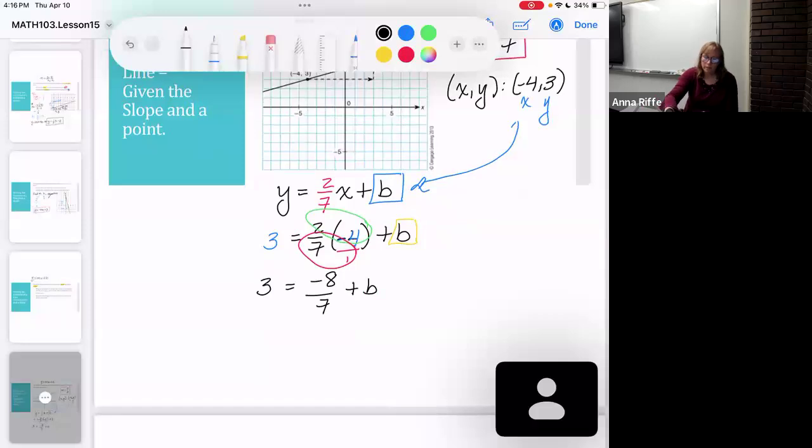Okay. And now, if I want to solve for b, this is a simple equation. So I can undo my addition by adding 8/7 to both sides of the equation. Again, this is a little bit nasty. 3/1, I can rewrite with the denominator of 7. This becomes 21/7. I'm multiplying the top and the bottom of that by 7, plus 8/7. That is equal to 29/7, which is equal to b.